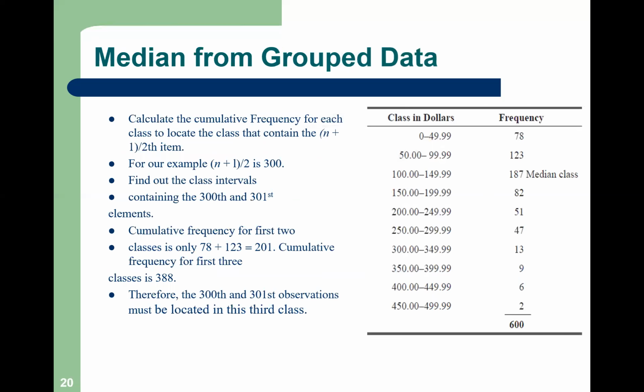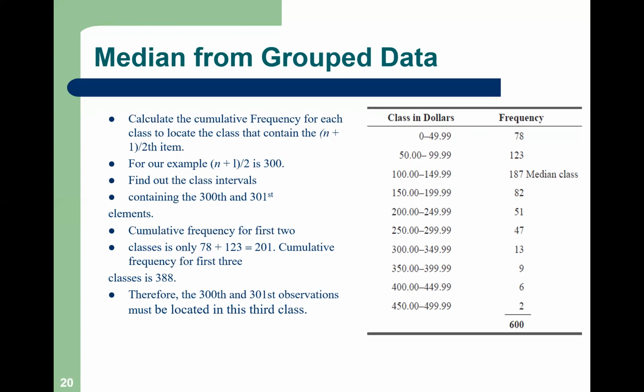Now we move to the median for group data. How do we find the median for group data? It is a little bit lengthy process. First, we need to calculate the cumulative frequency. As I told you earlier, group data means data that is presented in frequency distribution form, or there is a frequency table, or you have constructed a frequency table for that type of data.